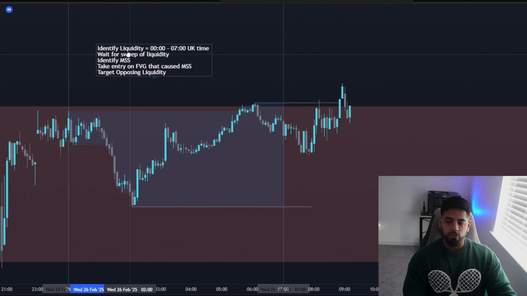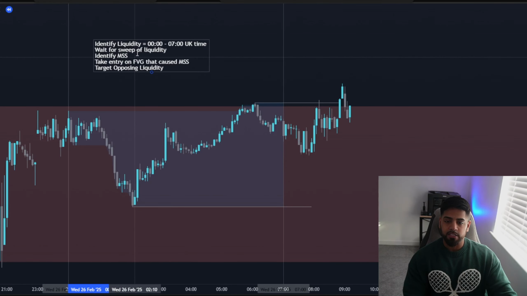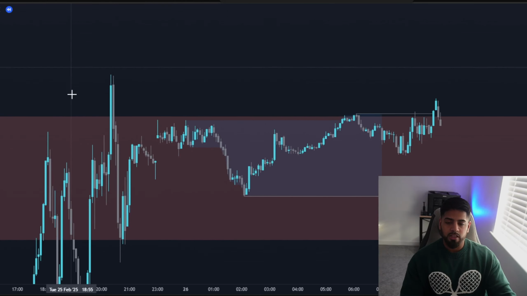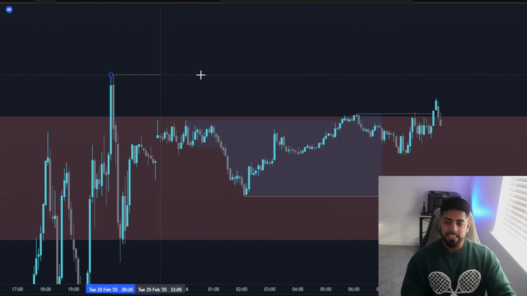Now that we've got the sweep of the high, we're then going to wait for a market structure shift to indicate to us that price now wants to go lower. At the same time, if we look to the left of the chart, what can we also notice? Well, right here we can see that this is yesterday's daily high.